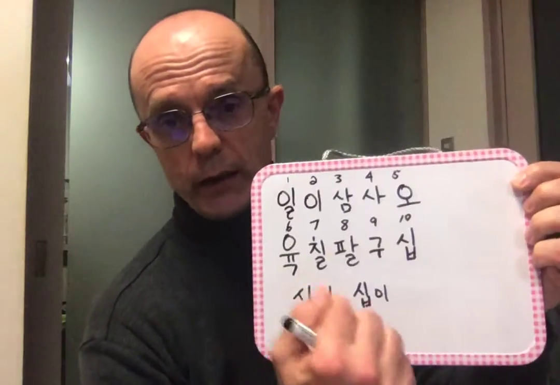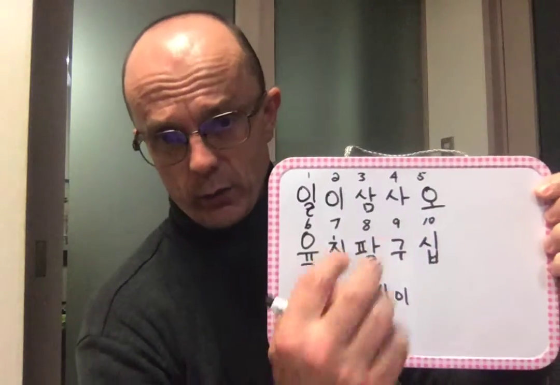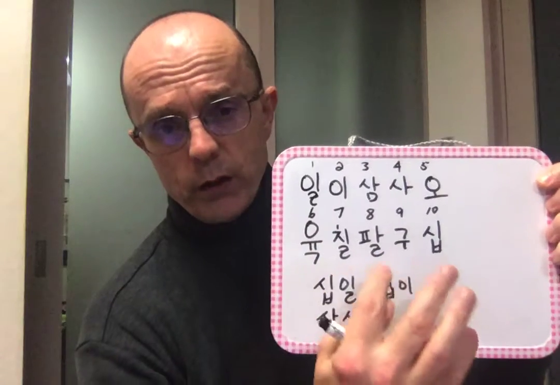So just quick review. 1, 2, 3, 4, 5, right? So 1, 2, 3, 4, 5. 6, 7, 8, 9, 10. Right? So 1 through 10, right? So if I want to do January, it's just first month, right?